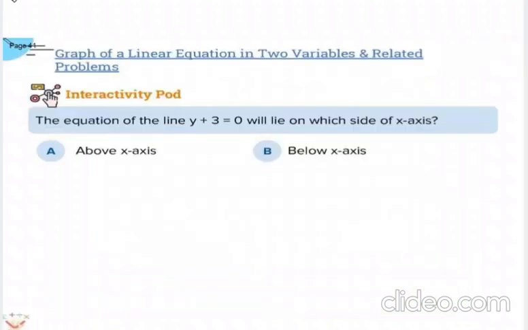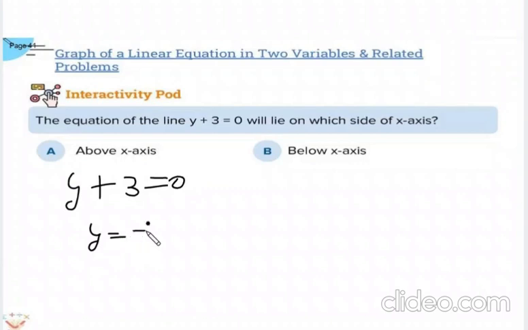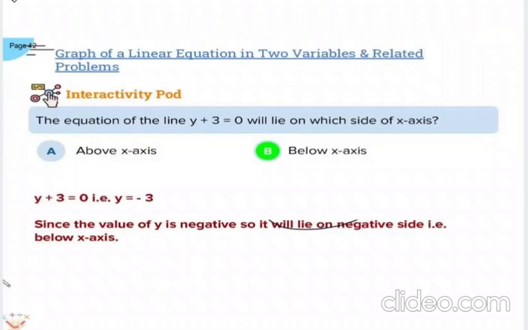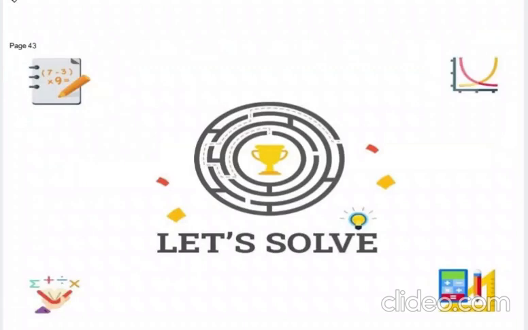Now look here, the equation of the line y plus 3 equals 0 will lie on which side? Can I find the value of y from this? y will be minus 3. Minus 3 means obviously it will be below the x-axis. Alright, so that is all about the theoretical part. Let's solve few questions now, as per whatever we studied till now.